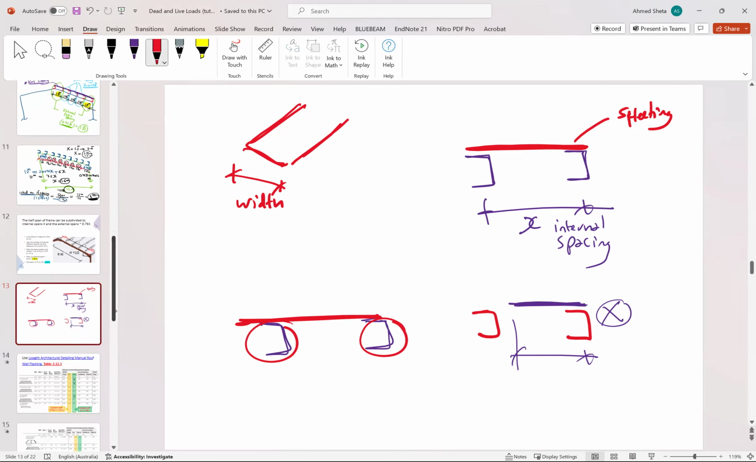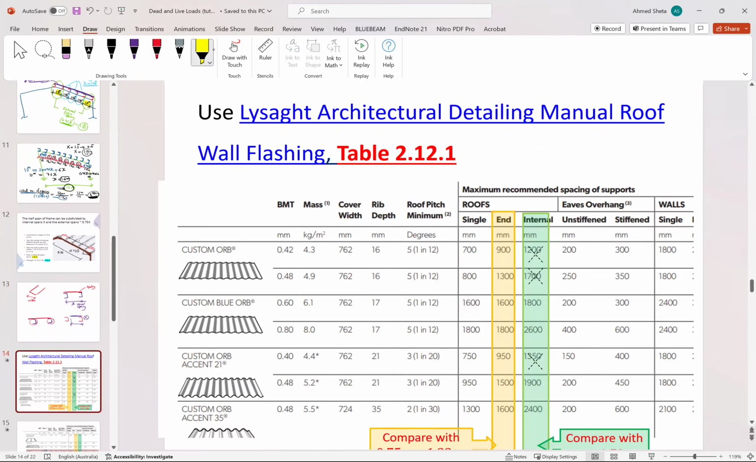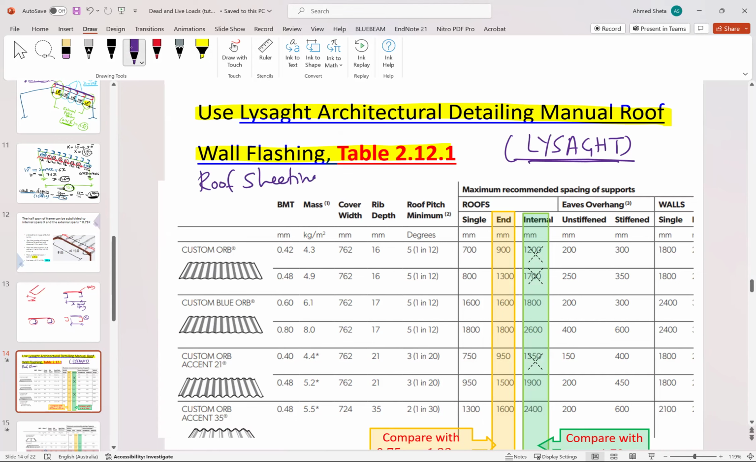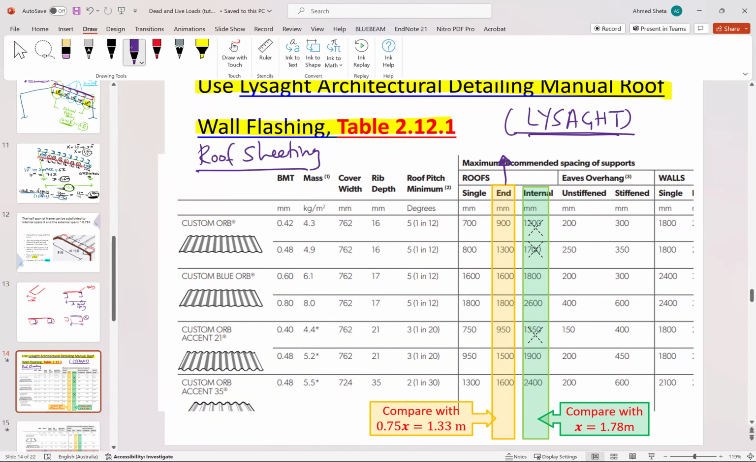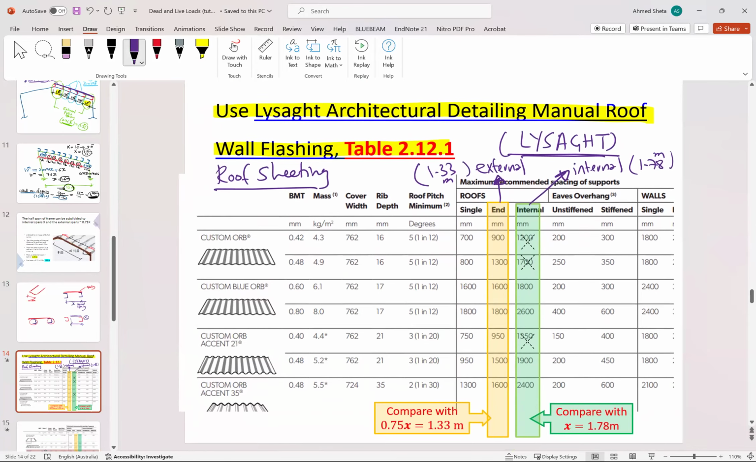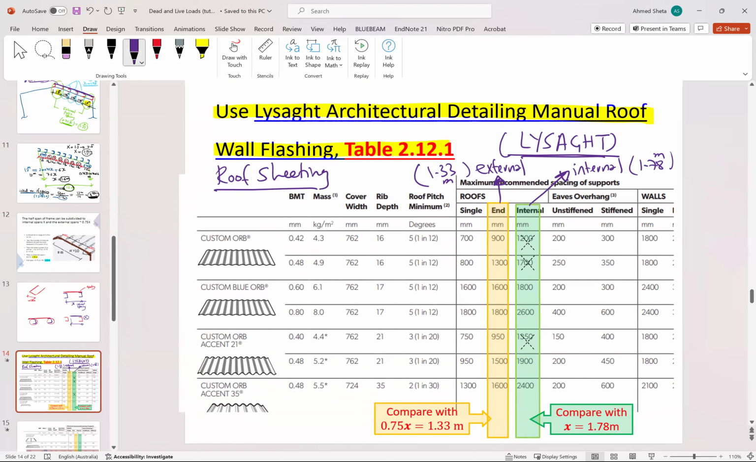So if we go to the table, the next stage is to find a roof sheeting. We will use this detailing manual from Lysaght, the provider of that roof sheeting. So what do we have from our calculation? In our calculation, we have external spacing and internal spacing. How much was the external spacing? 1.33 meter. And internal was 1.78 meter. So we will go to the table of sheeting, with its internal and external space.